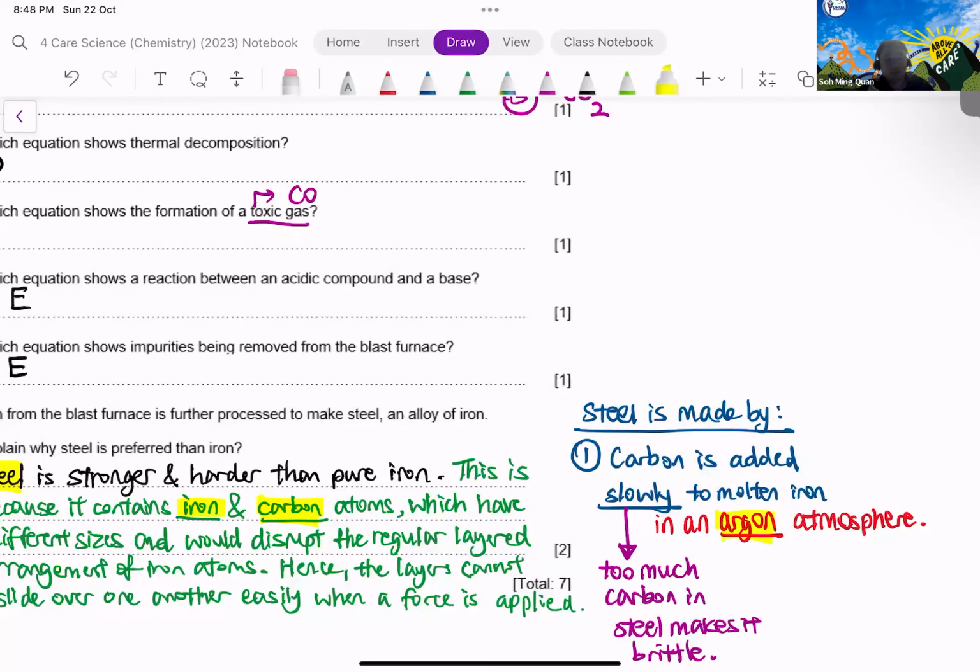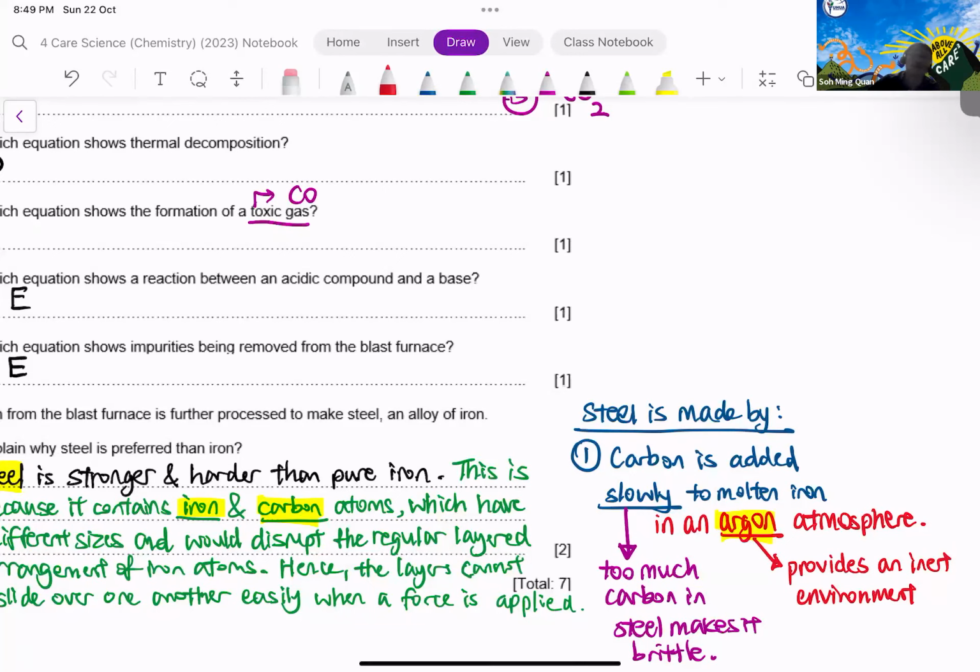Why argon? What's the purpose of argon here? So you have learned about argon, right? Argon is an example of what kind of elements? Argon is a noble gas in group 0. So what do we know about noble gases? Noble gases are all inert and unreactive. So argon provides an inert, unreactive environment.